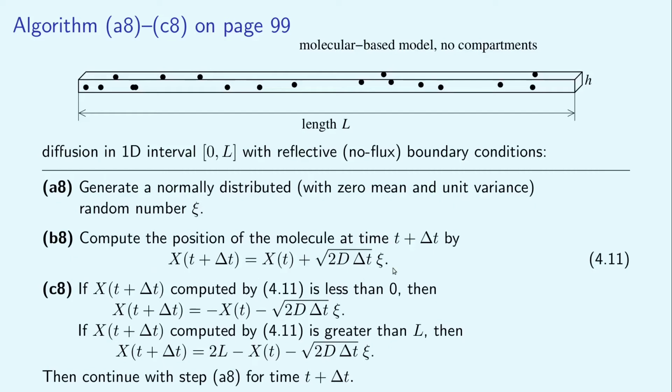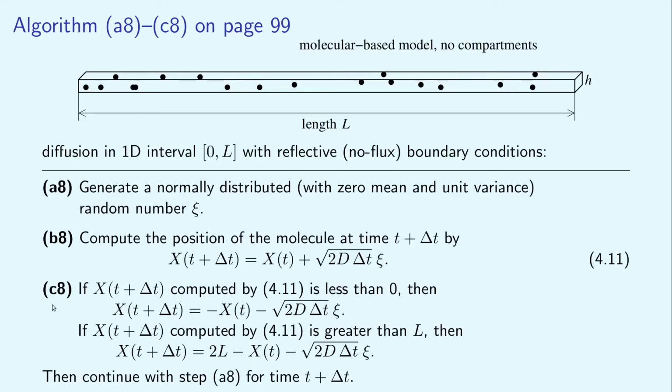So we generate a normally distributed random number xi, which is multiplied by the square root of 2d times delta t to obtain the random displacement, which is added to the current position at time t. If the calculated position xt plus delta t is outside of the simulated domain, then we use reflective boundary conditions in step C8 to return it back to the domain.